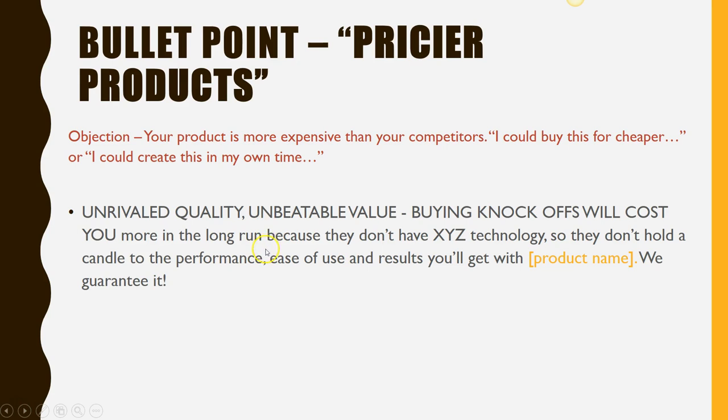I wish I could just draw a line right there. You're going to use because they don't have XYZ technology, or because they're made from cheap materials that will fall apart. Highlight what they don't have. Highlight why it's bad. Highlight that it's going to fall apart. It's going to rust. It's going to warp. It's going to crack. It's going to disintegrate. If you don't have a technology, then highlight what's bad about the other products. So they don't hold a candle to the performance, ease, and use.